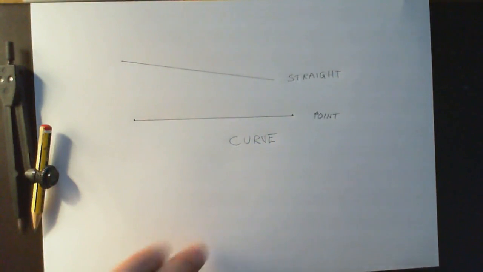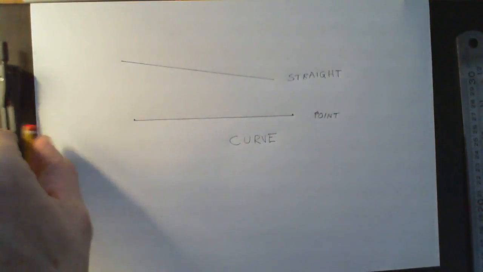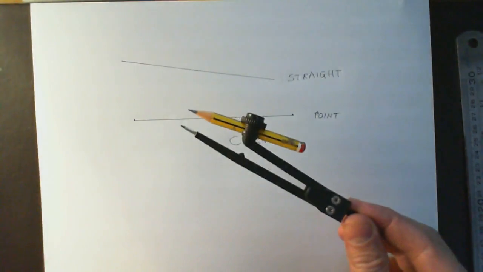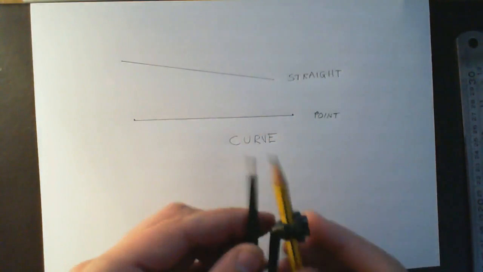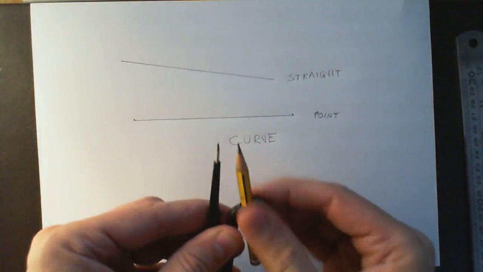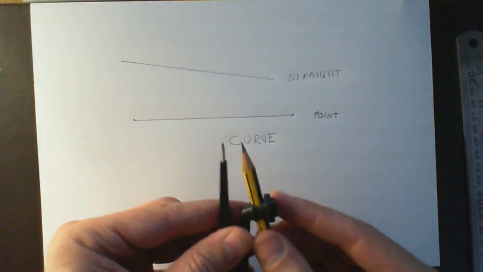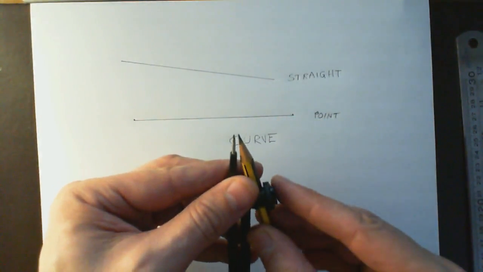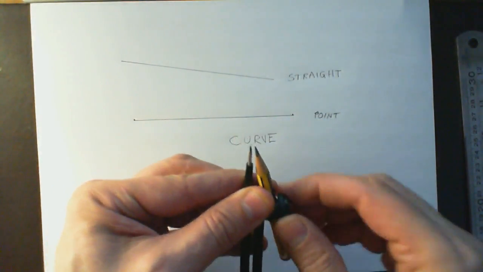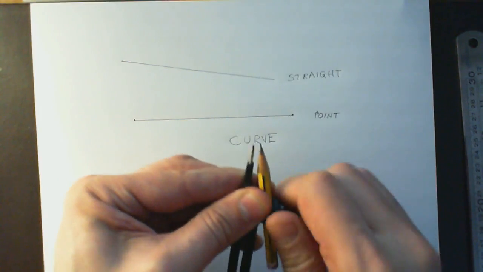So, to draw a curve, you can either use your set of compasses. Here they are. To use a set of compasses, what you do is you take your pencil, you put it in like this until these 2 points here are matching. It's important that your pencil is sharp. You tighten the pencil in place.